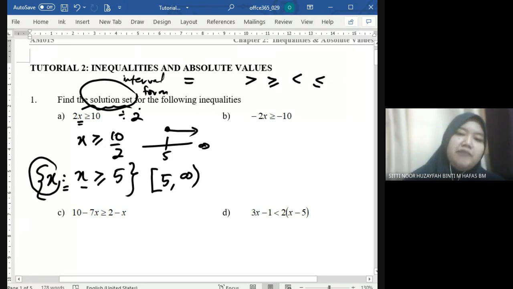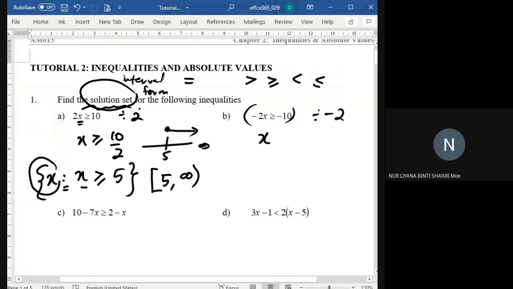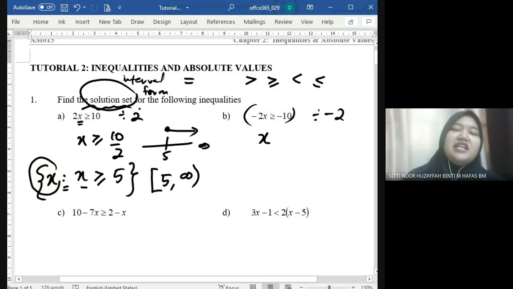For question B, it's more or less like question A. But now we have to divide by negative 2, right? We want X alone. So when we divide by negative 2, it's a negative value, which means you have to change the direction of the inequality. Here it is more than or equal, it will be less than or equal to negative 10 divided by negative 2.